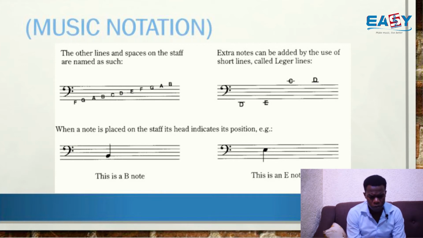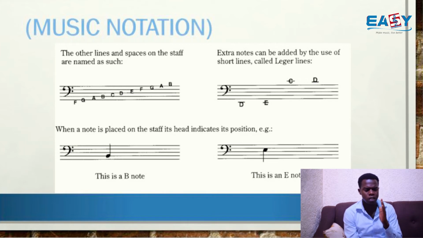When a note is placed on the staff, the head indicates its position. So here we have a B note that is heading upward. This means that the notes placed below the third line have to be positioned facing upward, and the inverse will be done on the notes that are placed in the lines above the third line, sorry.